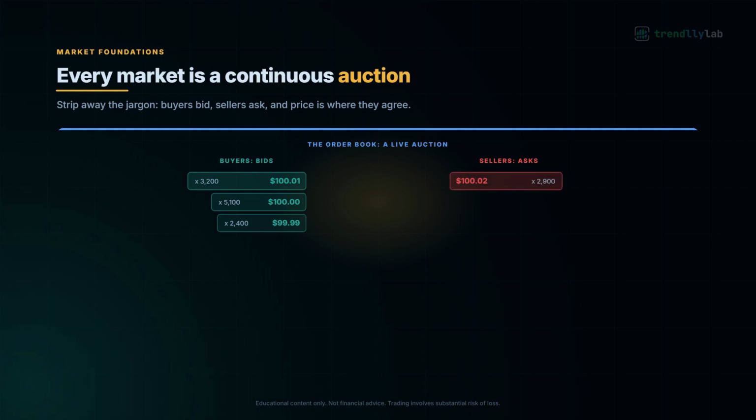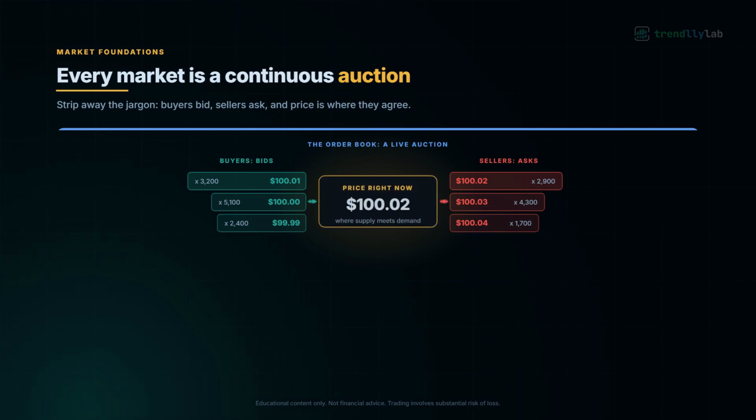Facing them is the best ask, the least any seller will currently take. Above it, a second ask wanting more. And a third above that. The price right now is simply where those two sides meet, where supply meets demand. And none of it stands still. Bids and asks change every second, so the price ticks along with them.